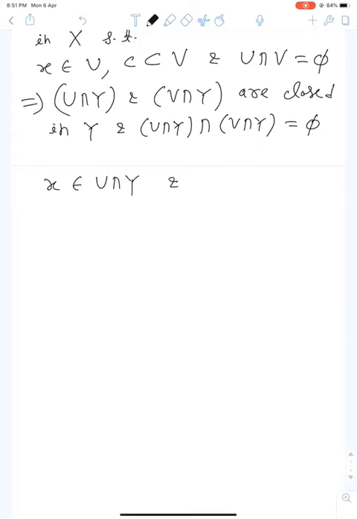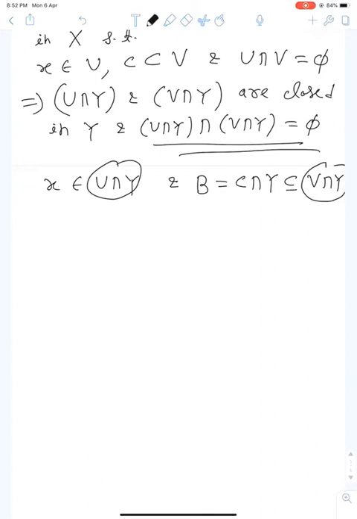and B, which equals C intersection Y, is a subset of V intersection Y. Right? So we get two open sets, this and this, two disjoint open sets, and one contains x and the other one contains B. Therefore, Y is regular.